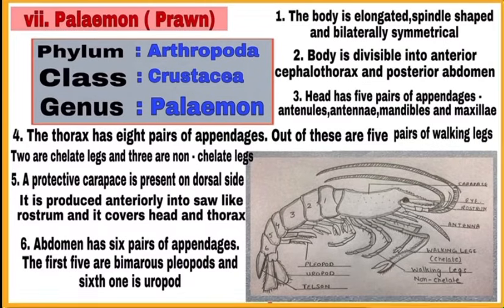Now come to the abdomen. The abdomen has 6 pairs of appendages. The first 5 are biramous pleopods, and the 6th one is the uropod.